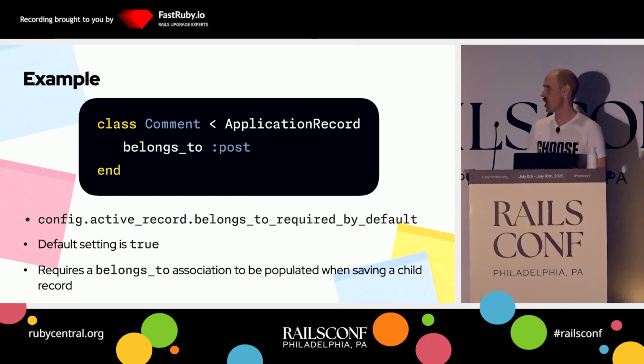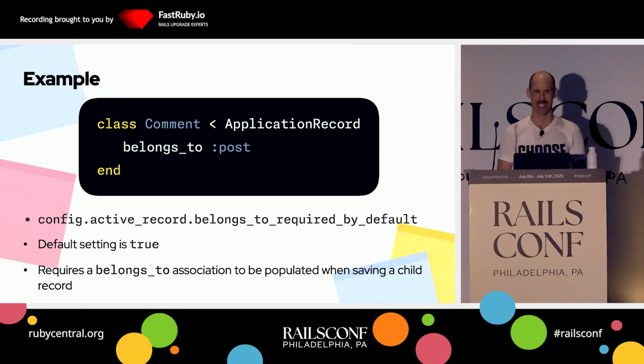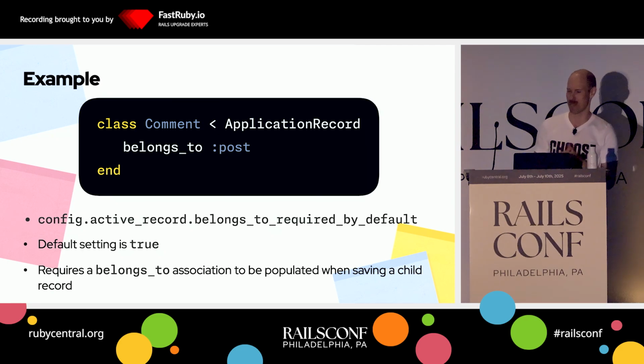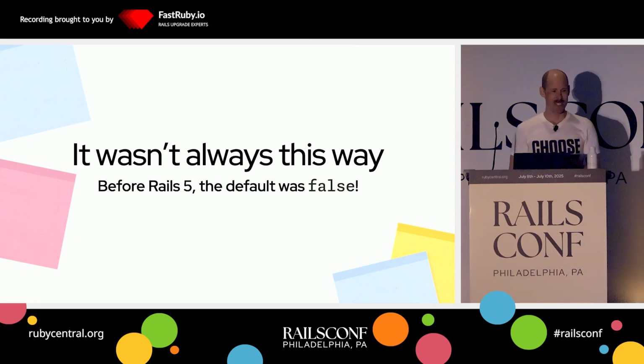So if I construct a blistering internet comment, but do not put a post in it, I will get an error thrown by Active Record when I try to save it. That makes sense, right? That's pretty basic. But what if I told you it wasn't always like this? Before Rails 5, the default value was actually false. You wouldn't get an error at all from Active Record. You hopefully would get an error from your database, but no promises.